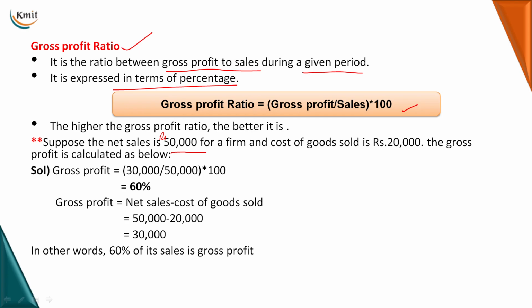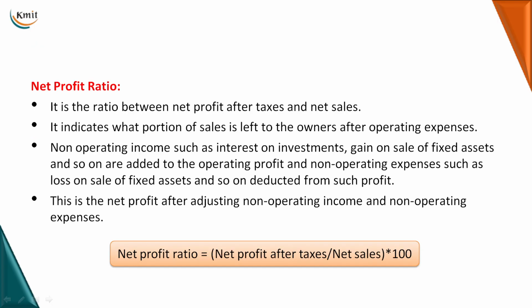How is gross profit ascertained? Gross profit is ascertained as net sales minus cost of the goods sold. Net sales is 50,000 minus 20,000, which is 30,000, the gross profit. So in other words, 60% of the total sales is the gross profit earned by the firm.